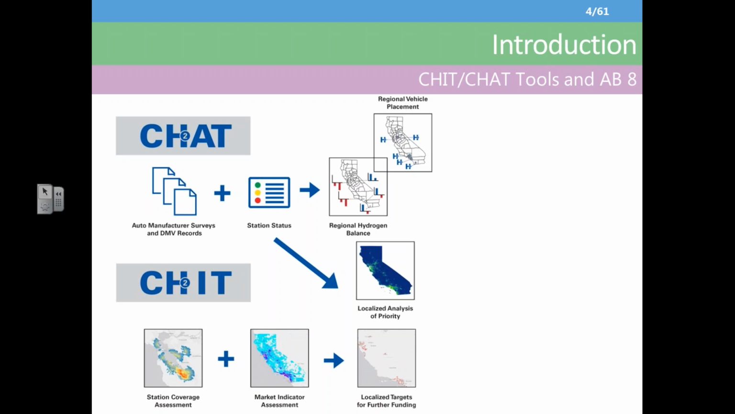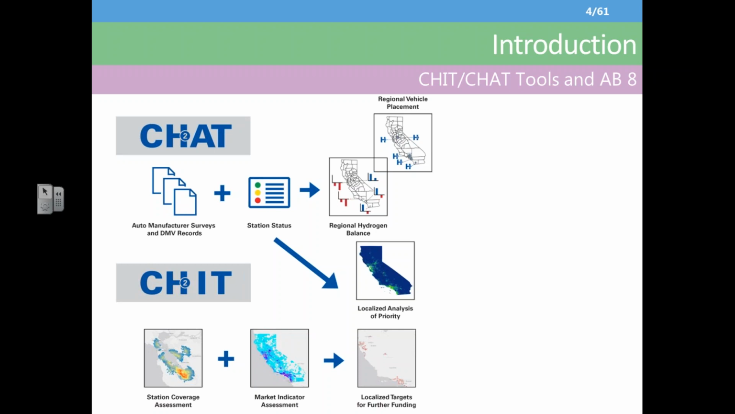So we use CHAT to keep track of that, keep track of the stations, keep track of their status, and be able to make larger, more granular analyses on the capacity available, the demand in different counties, et cetera. We use CHIT to do more detailed analyses, to look at where actually within those counties those vehicles are likely to go based on where the early adopter markets are. And then also looking at how that compares to the service level provided by the existing and funded stations. And so that is what CHIT does.